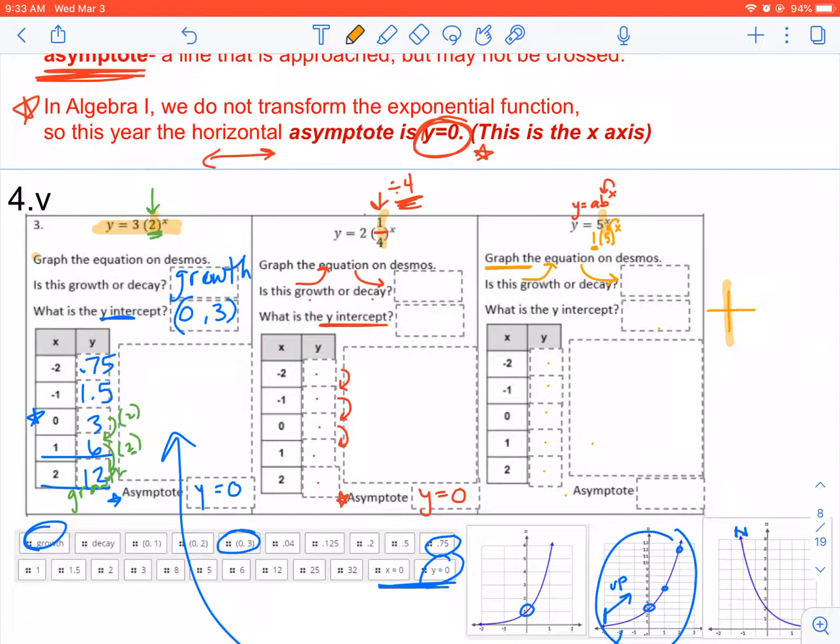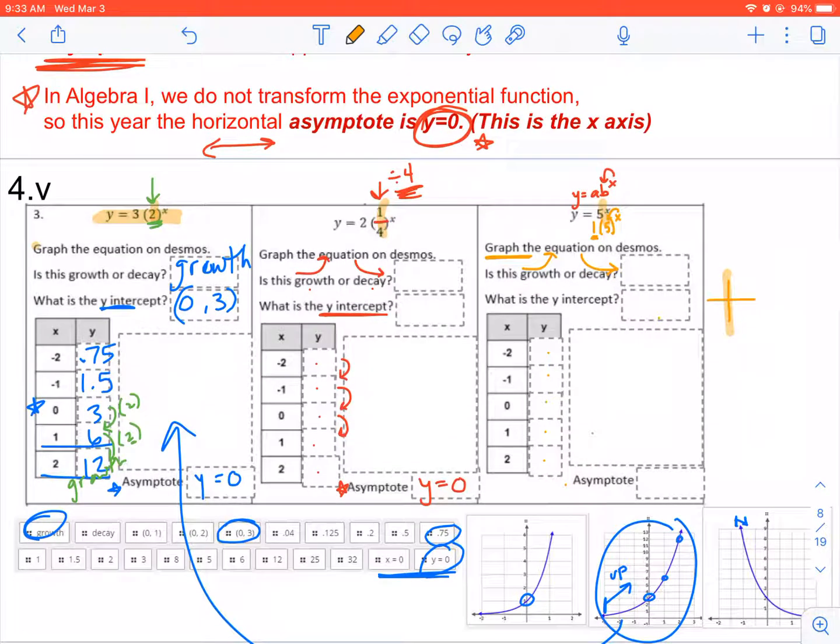You are going to finish question number 4 on your own. That is Schoology.